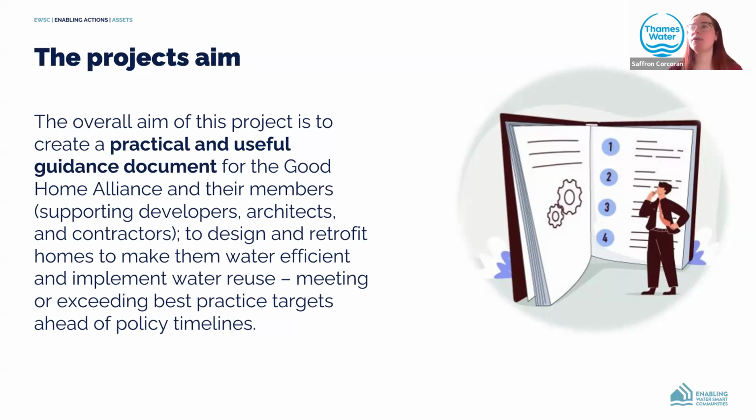It's also looking at how we could improve the technology that's used in new developments. So can we get rain catching systems? Can we introduce recycled water and so forth into these areas? And it's looking at how we can meet or exceed best practice targets, so we can exceed the policy timelines and meet that deadline of 2030 with the 90 litres per person per day.